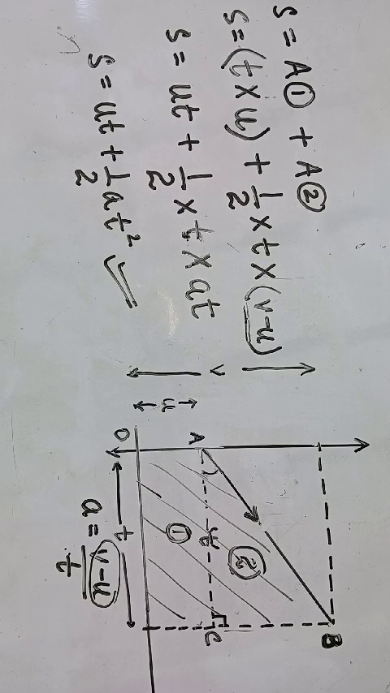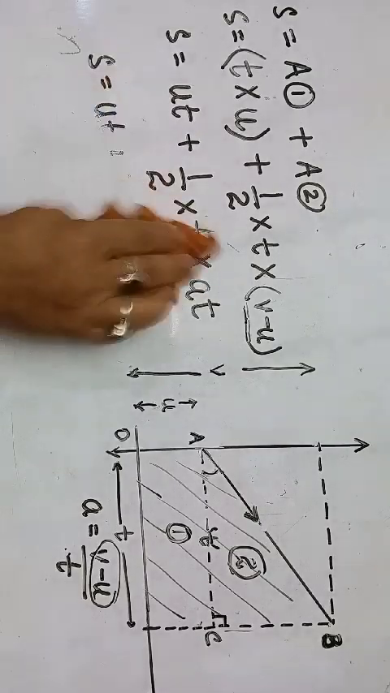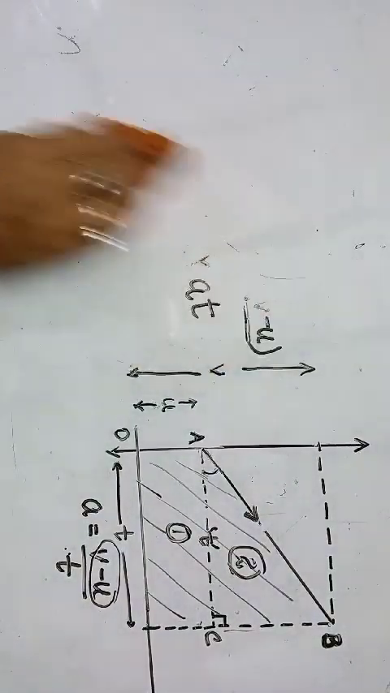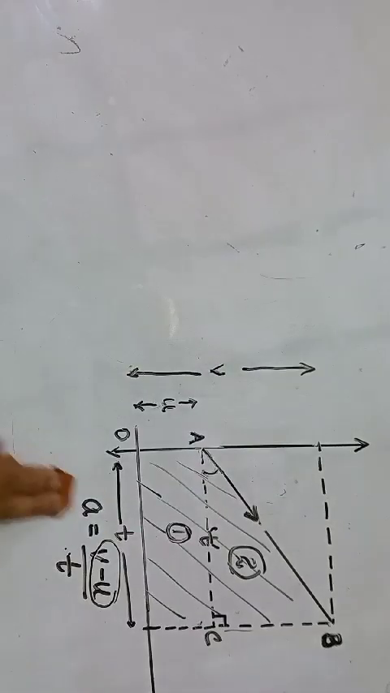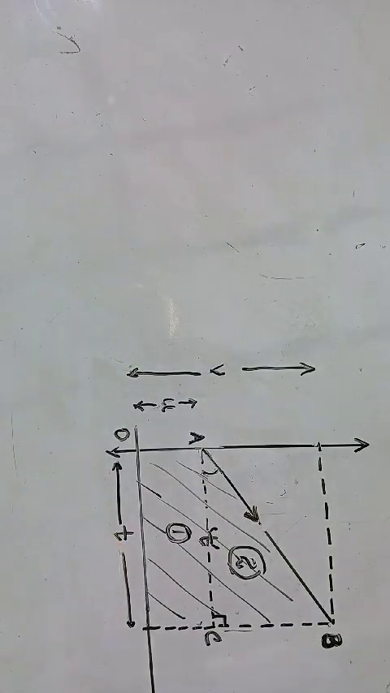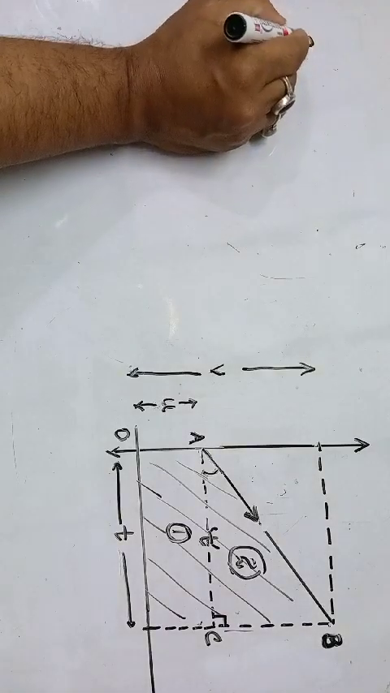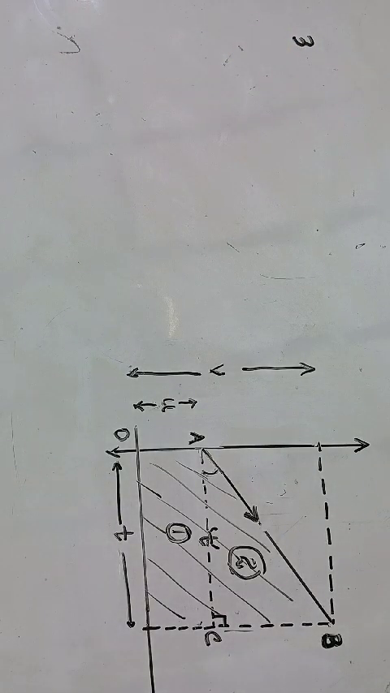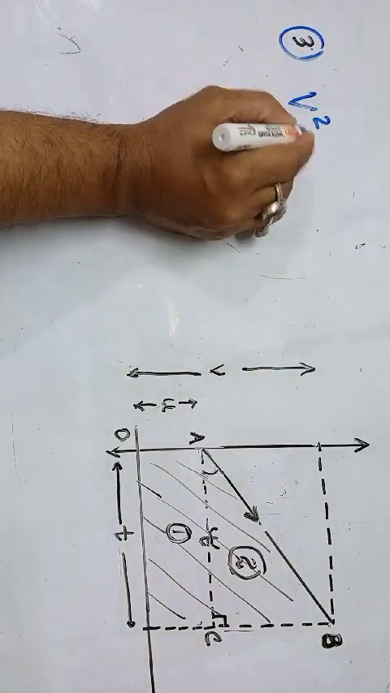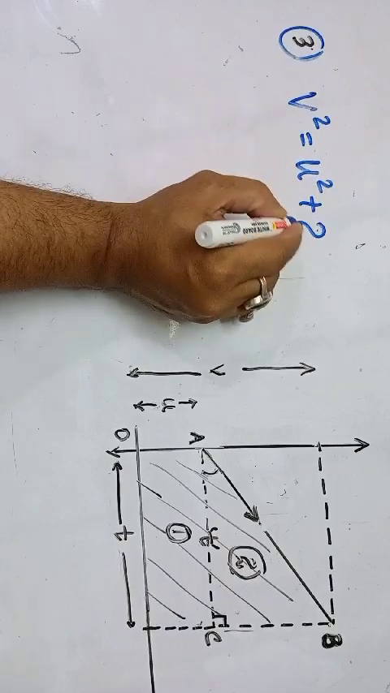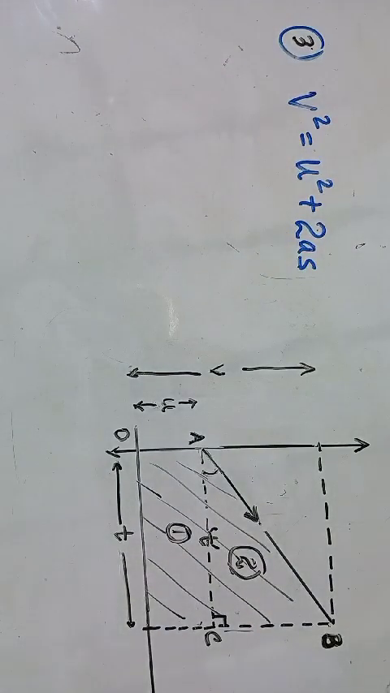Now we come to the third equation of motion, which is altogether a simplification of what we have done just now. Let me first write that equation for your help. The third equation is v square is equal to u square plus 2as. That is my third equation of motion. Once again, let me remind you, you are not supposed to know this equation beforehand. You are going to derive it with the help of this particular graph.